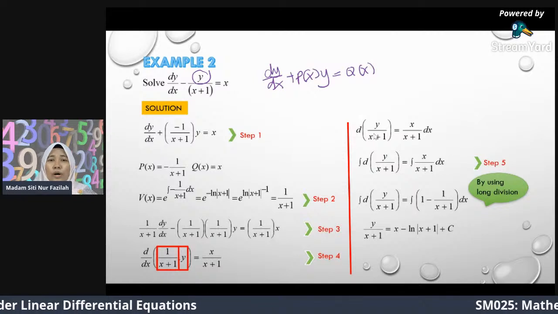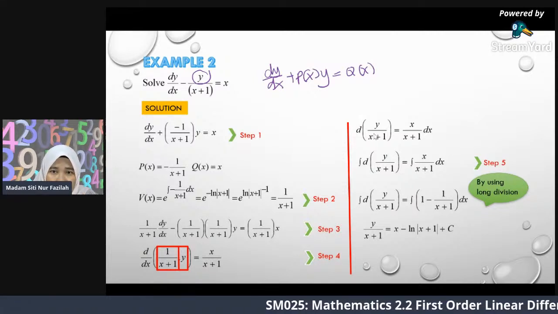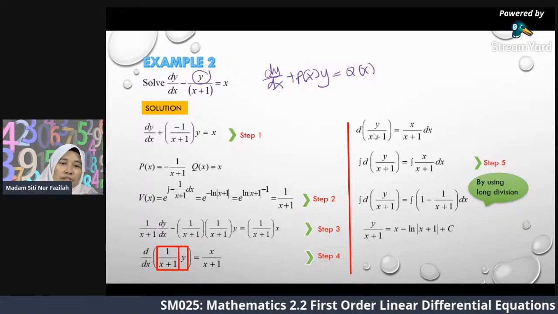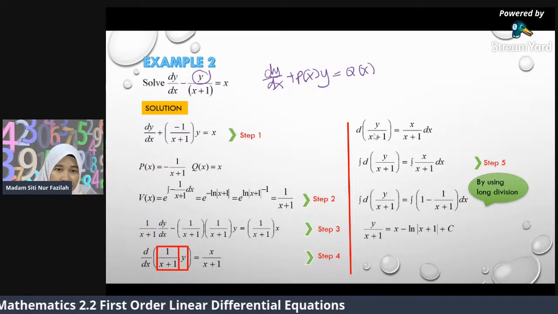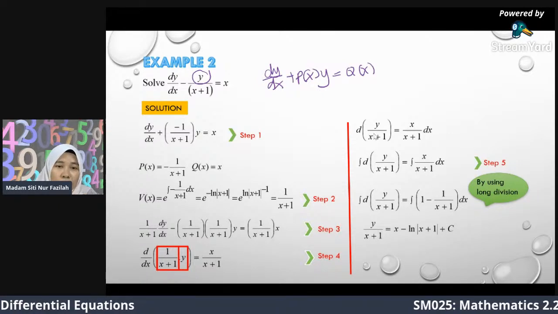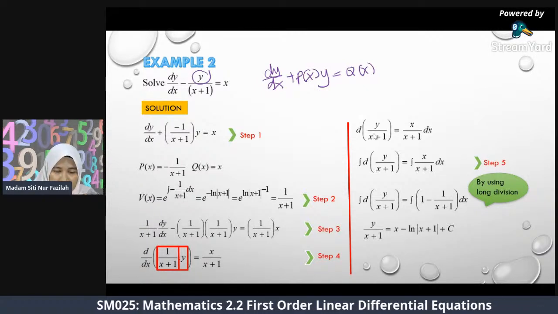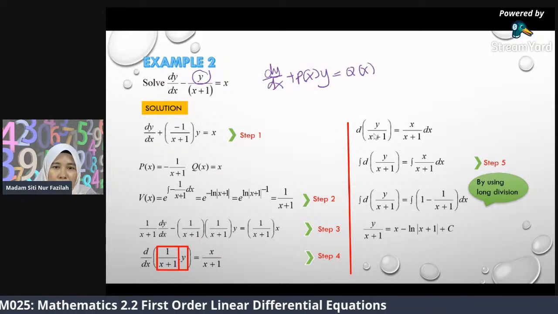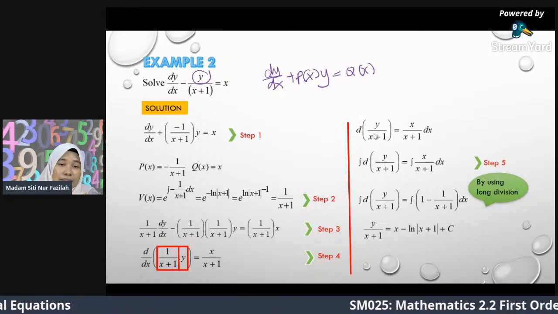That's why we can get 1 minus 1 over x plus 1. Or we can use the substitution method. For the left side, integrate dy over x plus 1. Actually, we know that the answer is y over x plus 1. For the right side, integrate 1 is x, minus integrate 1 over x plus 1 is ln absolute x plus 1, plus c. Don't forget plus c.